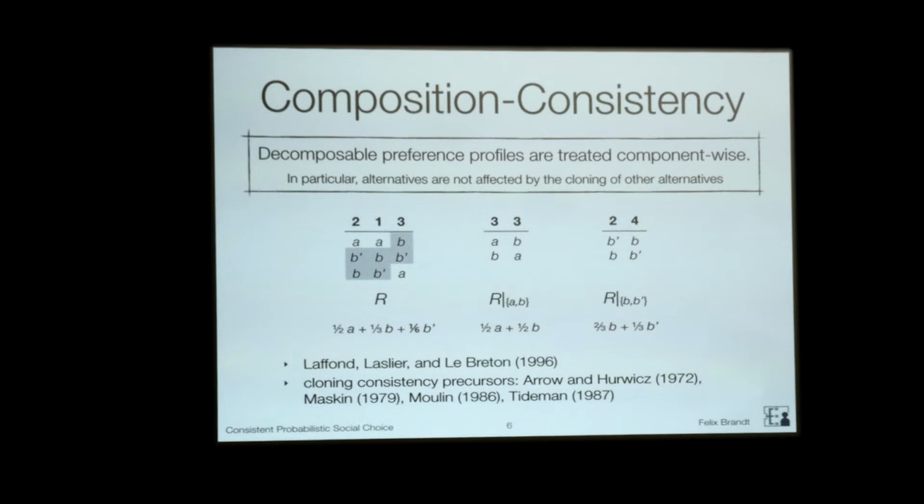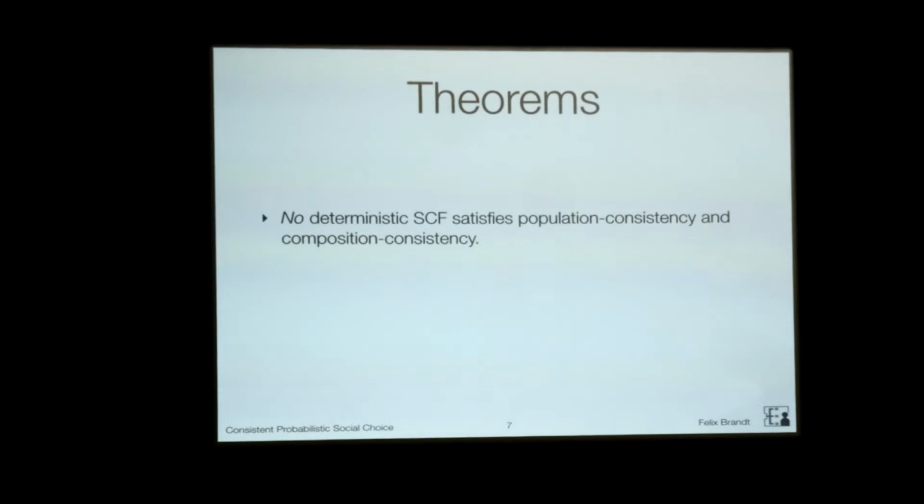Okay, now that we have the two axioms, those of you who are familiar with social choice theory will know that population consistency is essentially only satisfied by scoring rules in the deterministic setting. At the same time, Lallier has shown that scoring rules cannot satisfy composition consistency. So it turns out that these two properties are incompatible with each other in deterministic social choice.